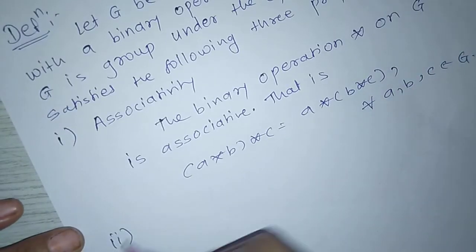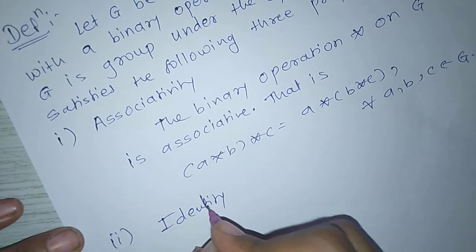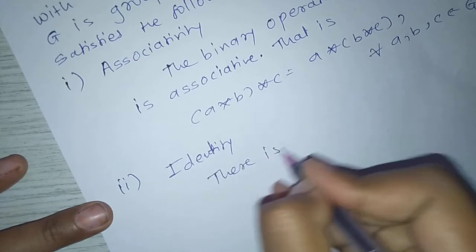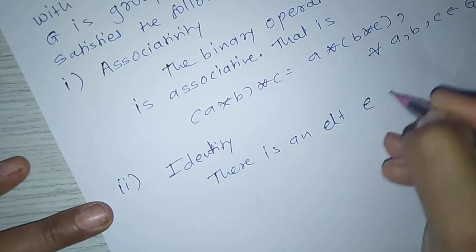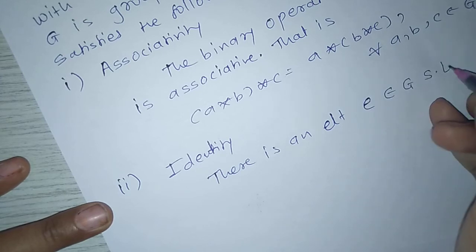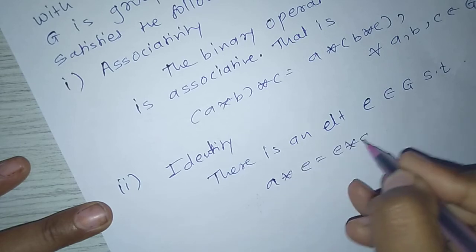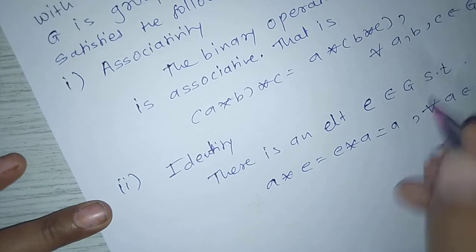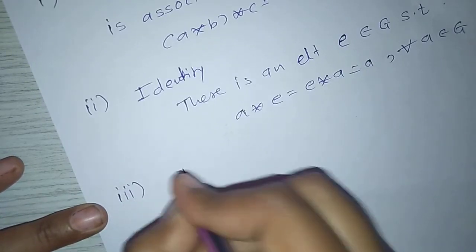Second property is identity. There is an element E belongs to G such that A star E equal to E star A equal to A for all A belongs to G. Third property is inverse.